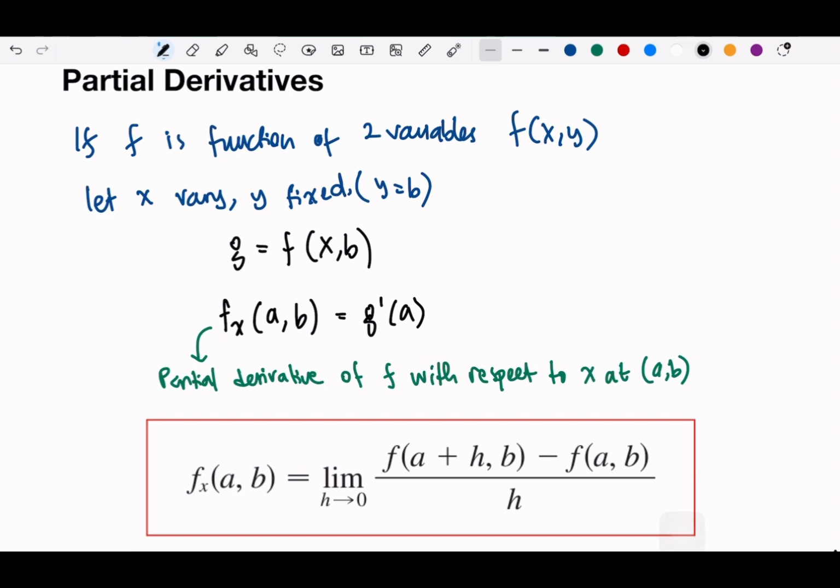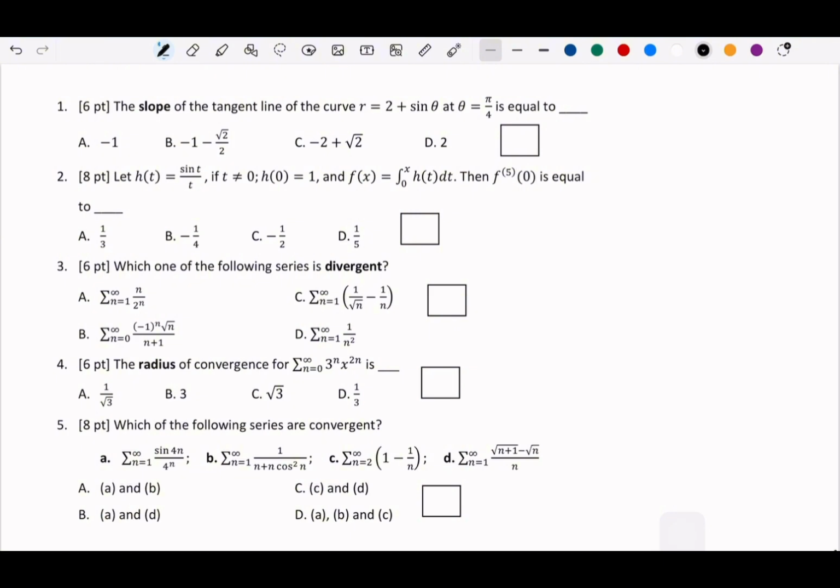So let's take a break for a while. There will be some exercises, okay? You can see first. Since the polar or parametric is only the first question, let's try the first question first, just to review the parametric.